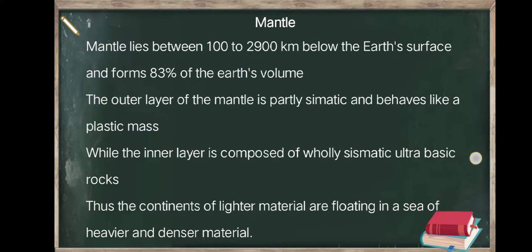Now the mantle. The mantle lies between 100 and 2900 kilometers below the Earth's surface and forms 83% of the Earth's volume. The outer layer of the mantle is partially semi-solid and behaves like a plastic mass, while the inner layer is composed of polysilicate or symmetric ultra basic rocks. Thus, the continents of lighter material are floating in a sea of heavier and denser material. This material is generally magma.